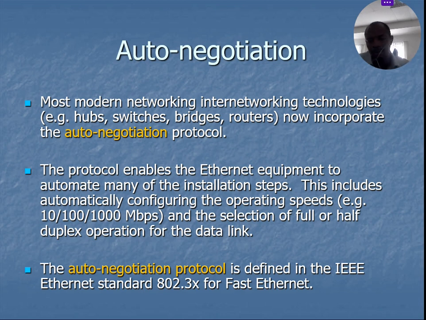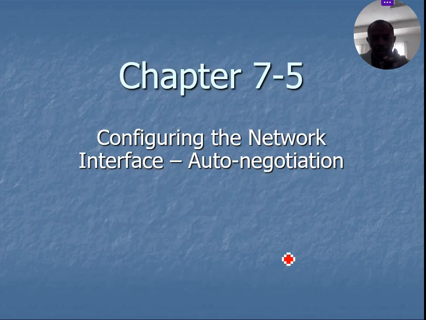Here, our topic for today. We're in chapter 7, part 5, and our topic for today is configuring the network interface. Configuring the network interface using what we call the auto negotiation method. Using the auto negotiation technology to configure the network.